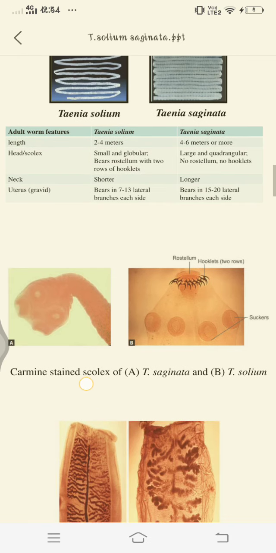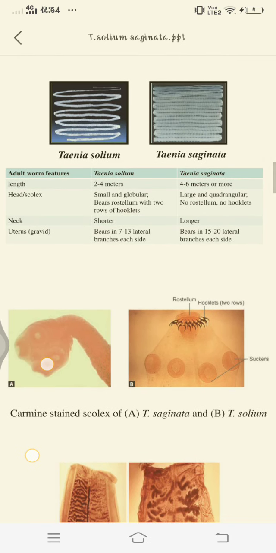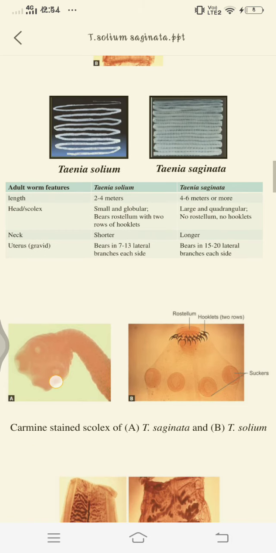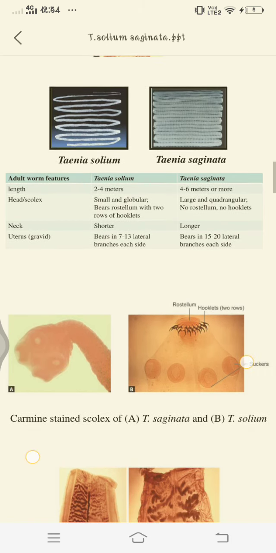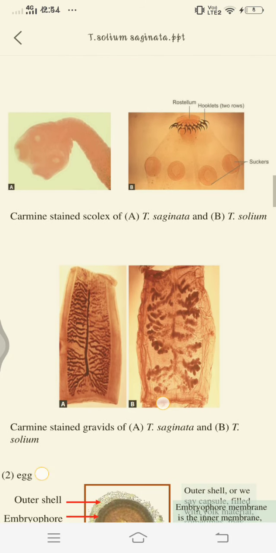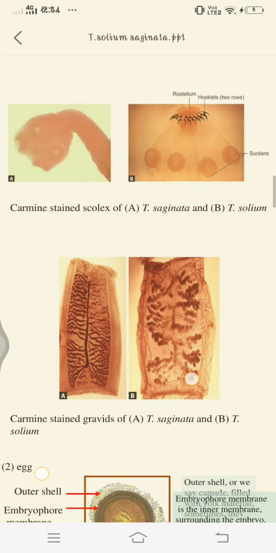So here you can see the saginata: it has a head which is quadrangular, with only 4 suckers, no rostellum, no hooklets. And solium, of course, has suckers, hooklets in 2 rows, and also a rostellum. And next we need to differentiate even the gravid part, that is the uterus and genital pore part.